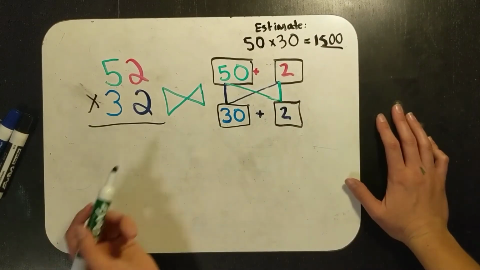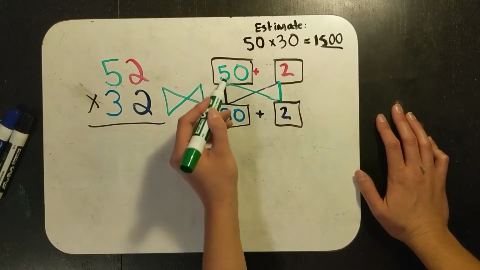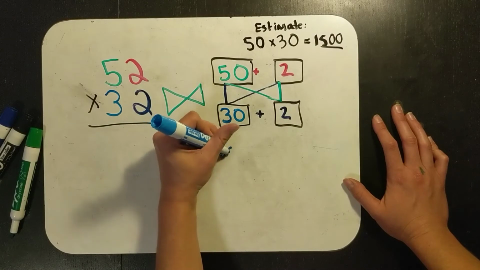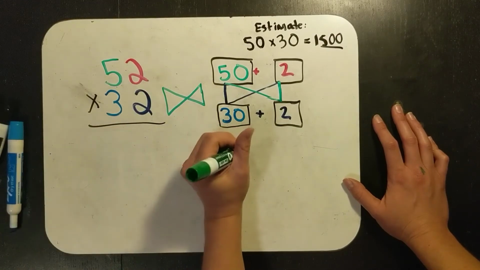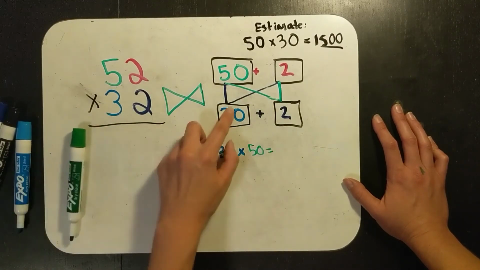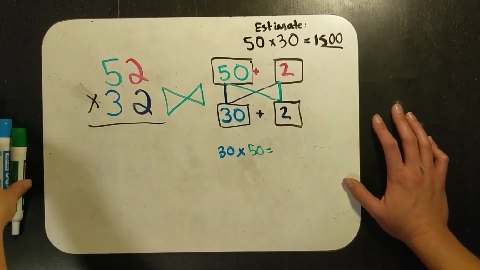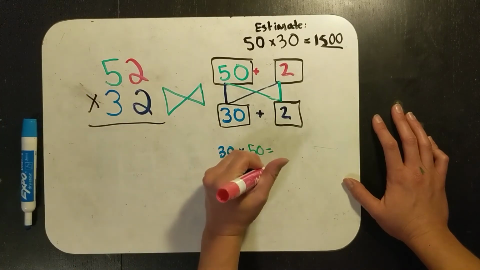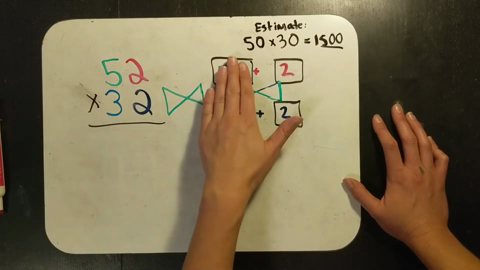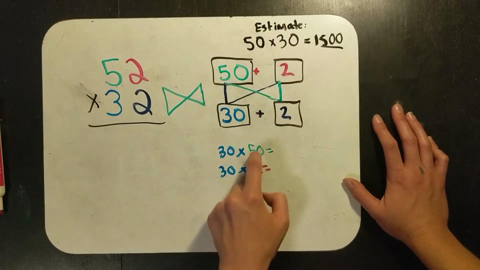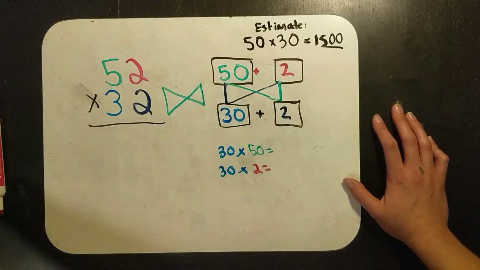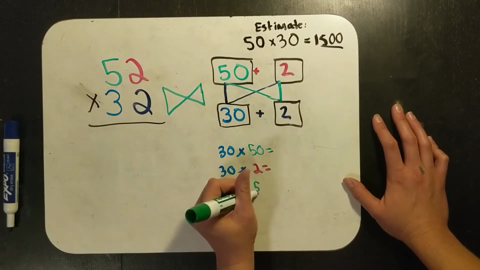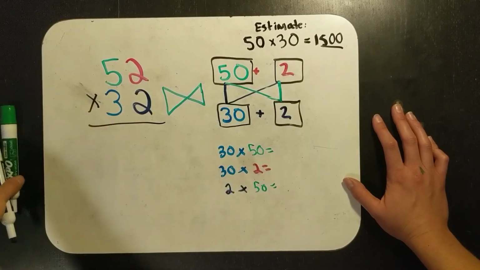So let's do it. So let's do 30 times 50. And I like to write them all out before I do all my math so I don't get tired and then forget. So 30 times 50 and then 30 times 2. And then we don't need to bother with the 50. We're just doing, because he's already here, right? 2 times 50. See, there's the 50 again. And then 2 times 2.